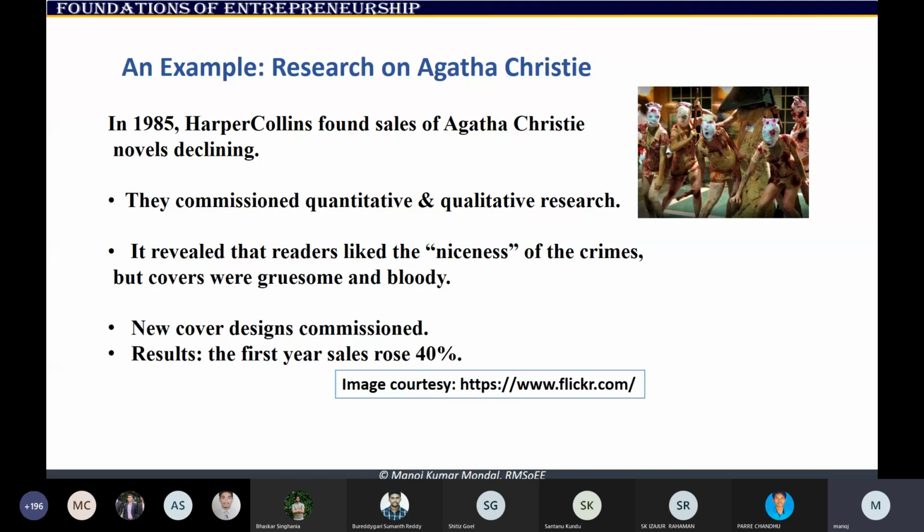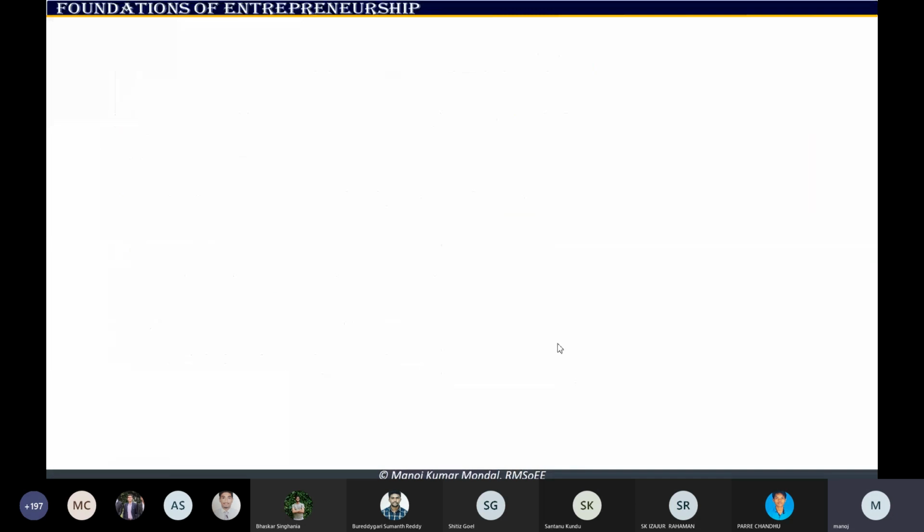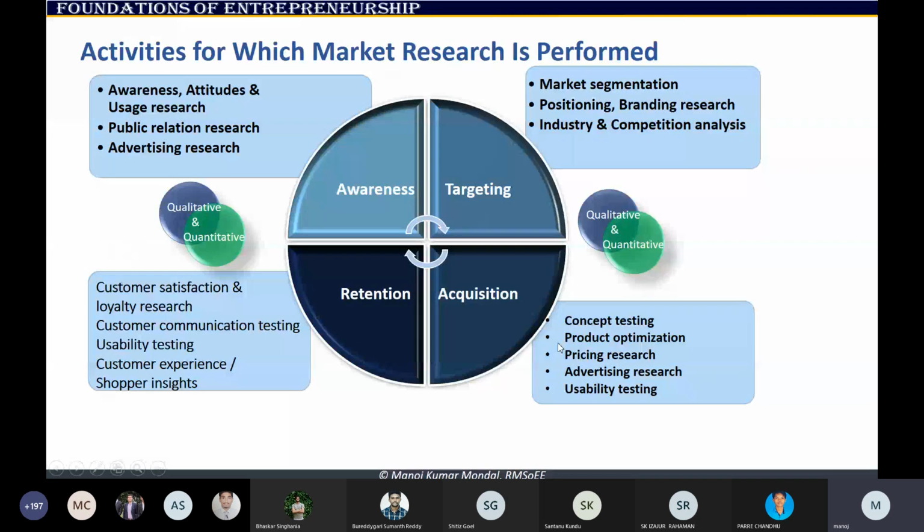So whenever you gift it, and when he or she uncovers the gift, you'll be surprised to look at the cover itself. So they changed the cover and sales went up 40% in the next year. So that clearly shows the value of market research.